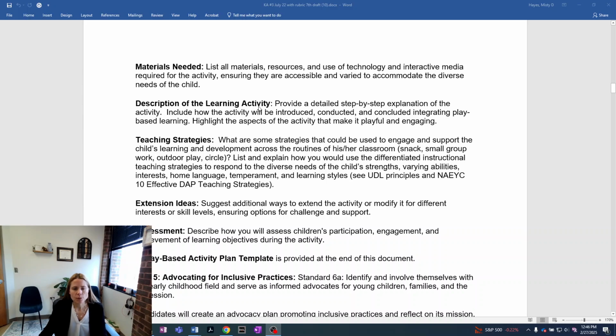And then you're going to give me a description of the learning activity. So this is where you're going to be very detailed. I want a step-by-step explanation of the activity, right? So how are you going to introduce the activity? How will it be conducted? And how will you conclude it? Okay, so make sure you're highlighting the aspects of the activity and make sure it is playful and engaging.